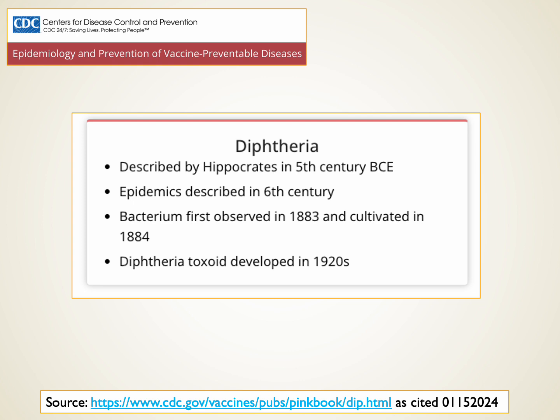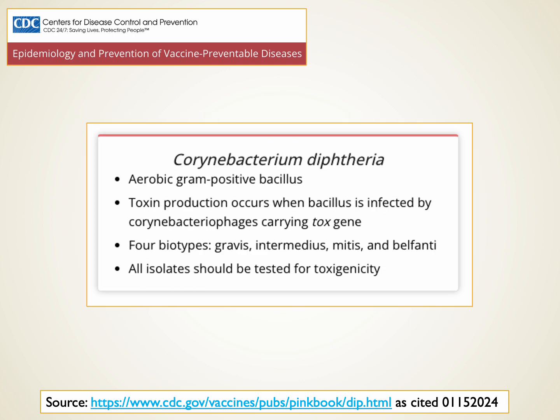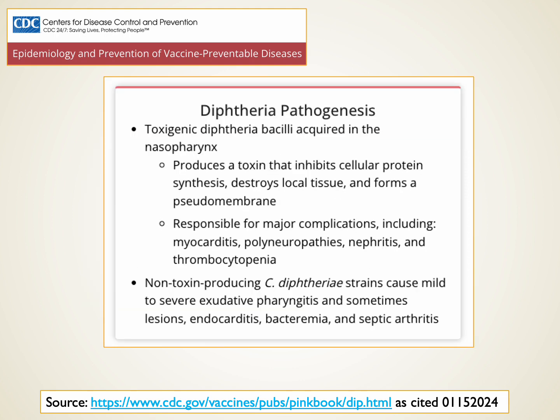identified 5 centuries BC, or before the Common Era, and there are epidemics that have been described in history as soon as the 6th century, and first identified as the bacterium first observed and cultured in the late 1800s, with the toxoid developed in the 1920s. It's an aerobic gram-positive bacilli. Its pathogenesis is related to the toxin it produces.